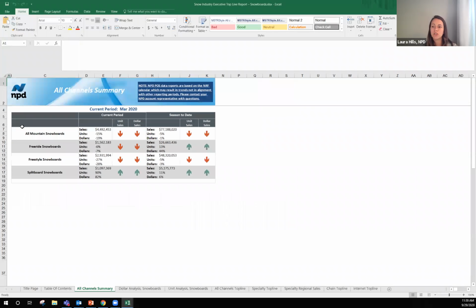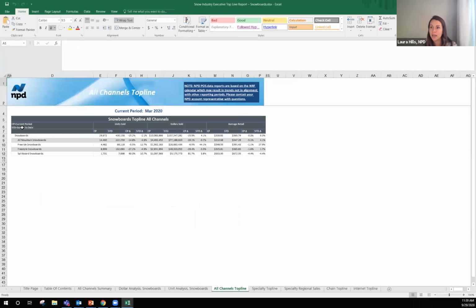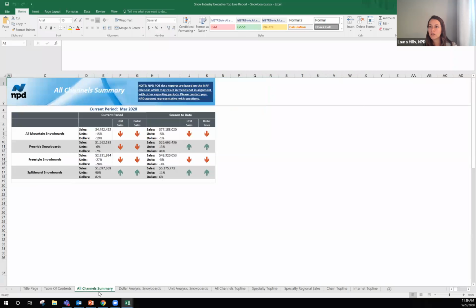So you can jump to the different tabs within the report. If you know exactly what you want to go to, you want to see the all channels top line, then you can click the link there and it'll jump you right to it. We have an all channel summary. So this is Snow Specialty, Snow Internet, and Snow Chain all rolled together. And this is kind of your overview of what took place in snowboards for the season.